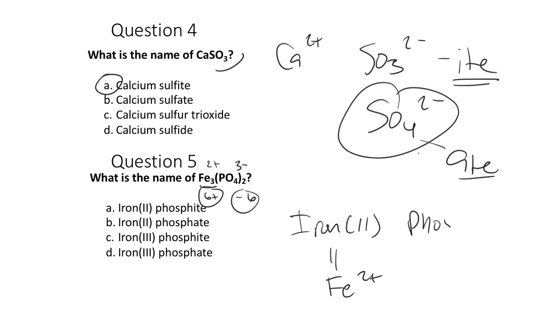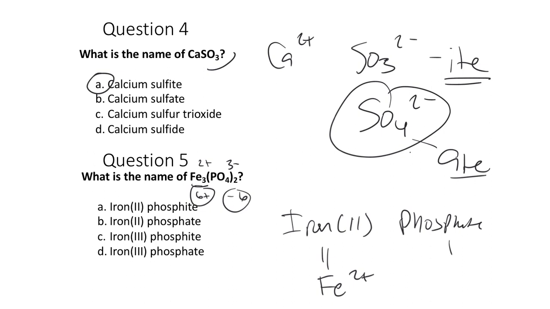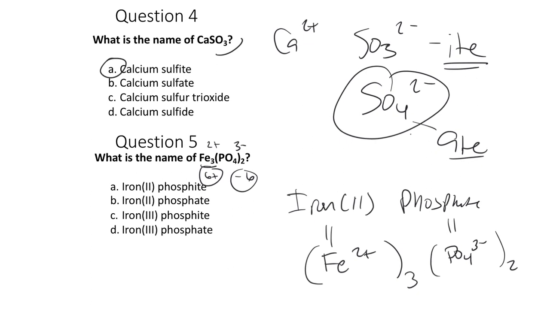And then phosphate. Phosphate is PO4 3 minus. So that's why we have this connection of 3 irons, 2 pluses, and then 2 phosphates in this formula. And so the right answer here would be iron 2 phosphate. Now, what would iron 2 phosphite look like? Well, phosphite would just be the PO3 3 minus. So Fe3(PO3)2 would be iron 2 phosphite.